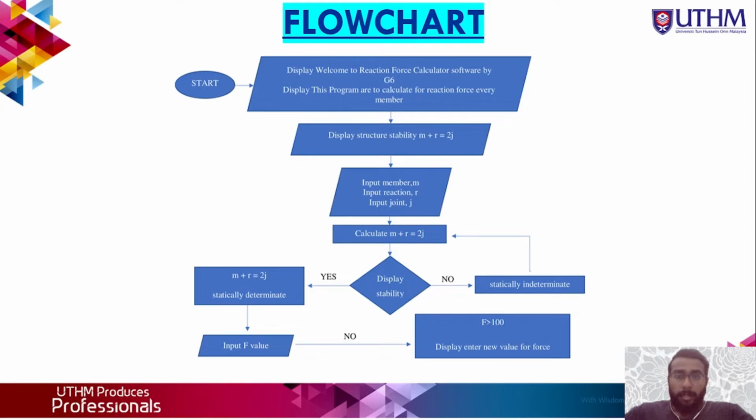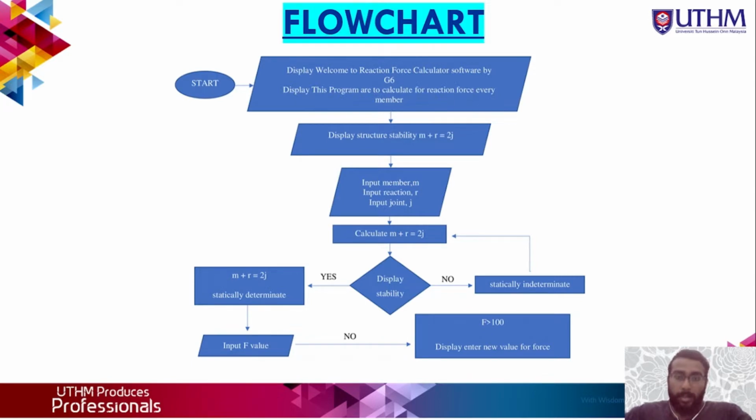The next is the display of structure stability by showing the method m plus r equals 2j, which will be further explained in the next input, where input m is member, input r is reaction, and input j is joint. We need to key in the values of member, reaction and joint, and then the program calculates m plus r equals 2j. Once the process is done, the result will be shown on the next display, which is the stability.